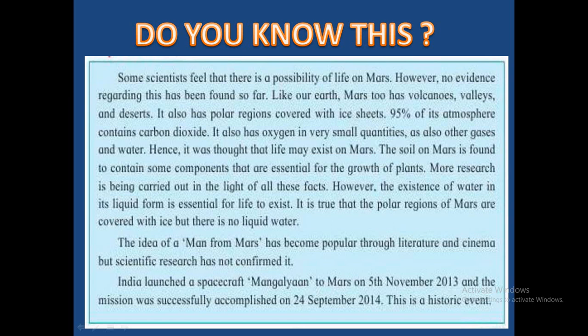So children, it is said that there is a possibility of life on Mars. So children, for life to exist on any planet, what is required? Water is required. If there is no water, life cannot exist. Mars is covered with ice. It does not have liquid water. And if after a time period that ice melts and water bodies form on Mars, then life can be possible there also. Isn't it interesting?